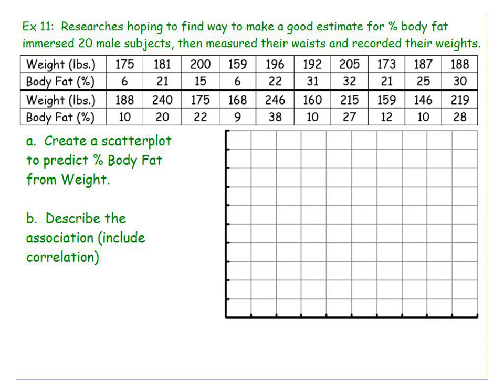So researchers hoping to find ways to make good estimates for percent of body fat immersed 20 male subjects, then measured their waists and recorded their weights. So we have the data in weight and body fat for 20 people. We have to create a scatter plot to predict body fat from weight. Because we are predicting the body fat, that means that body fat is Y. So I'm going to go ahead and put body fat here with a little percentage. And that means that weight is down here in pounds.